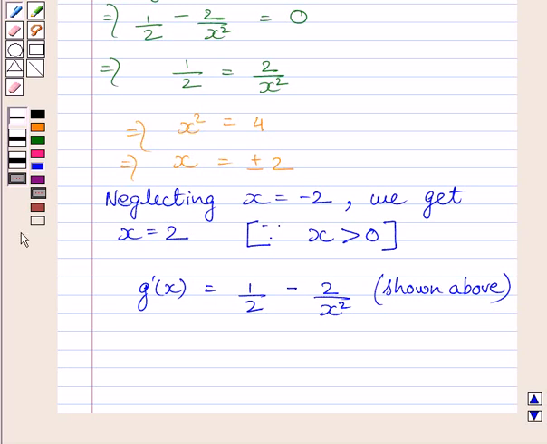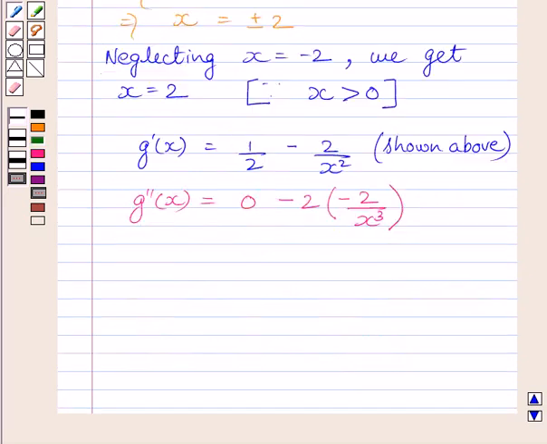Now, we will find out g double dash x by differentiating both the sides of this expression with respect to x. Differentiating both the sides of this expression with respect to x, we get g double dash x is equal to 0 minus 2 multiplied by minus 2 upon x cube. Now, simplifying, we get g double dash x is equal to 4 upon x cube. We know derivative of constant term is 0 and we can find the derivative of this term by quotient rule. On simplifying, we get g double dash x is equal to 4 upon x cube.